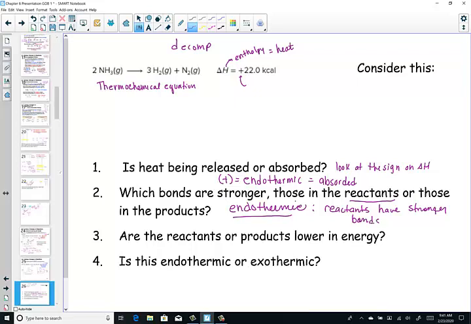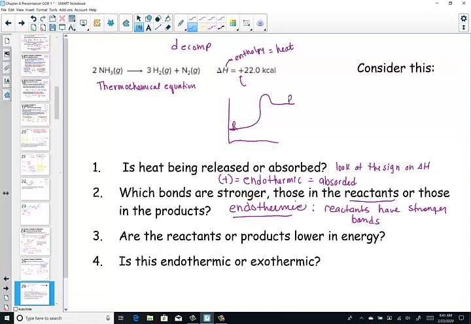And the opposite would be true, right? If it were exothermic, the products would have stronger bonds, heat releasing. So if you think about this energy diagram, I would have the reactants down low and the products up high. The reactants turn to products.